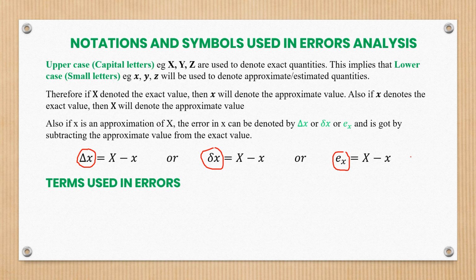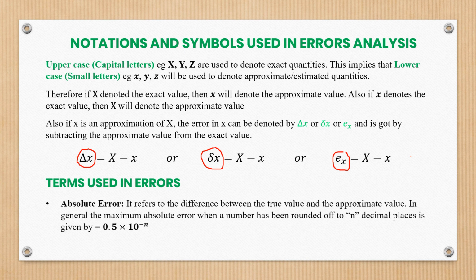So let's look at some terms used in errors. The first term we shall look at is absolute error. Absolute error refers to the difference between the true value and the approximate value. Now, in general, the maximum absolute error when a number has been rounded off to n decimal places is given by 0.5 times 10 to the power negative n. This is very, very important for us to remember.